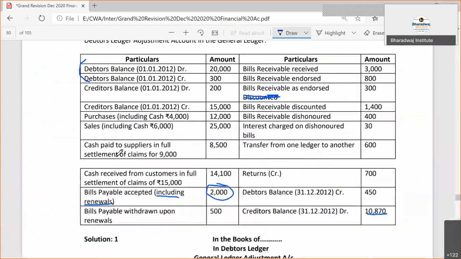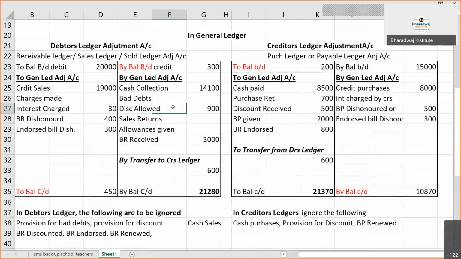Then, if you look at the closing balance, debtors balance credit is given. It appears on the opposite side. So the opening and closing balances are given for credit, but for debit only the opening balance is given. This we find out as a balancing figure. In the same way for creditors, credit balances and debit balances are given, and the closing balance is also given in the problem. This we find out as a balancing figure.